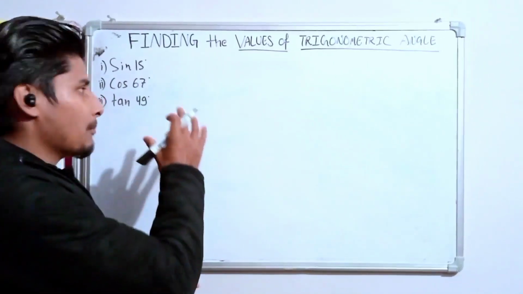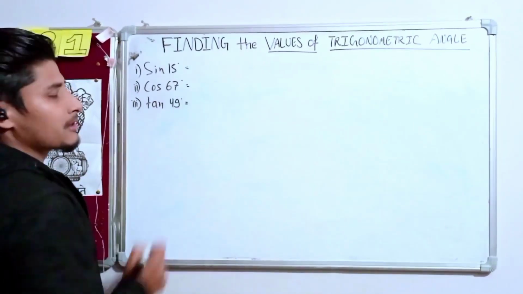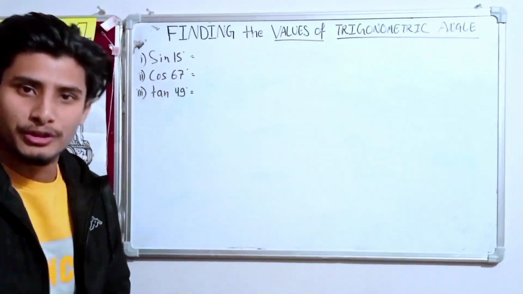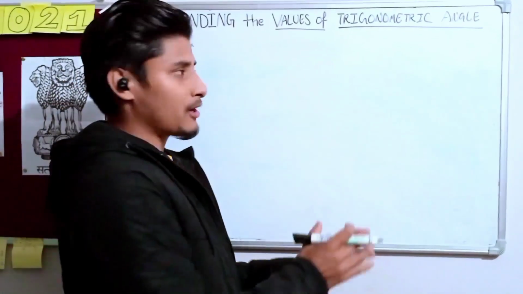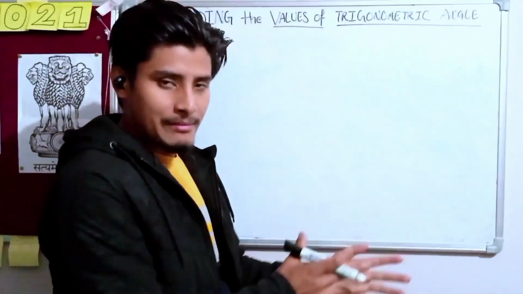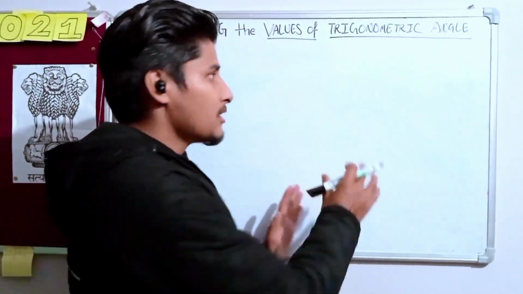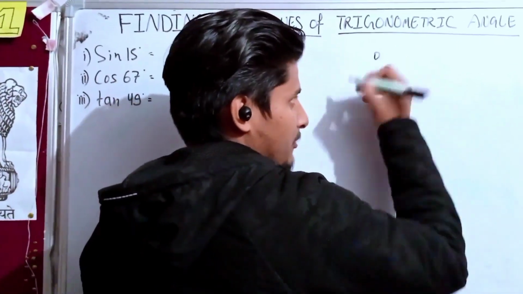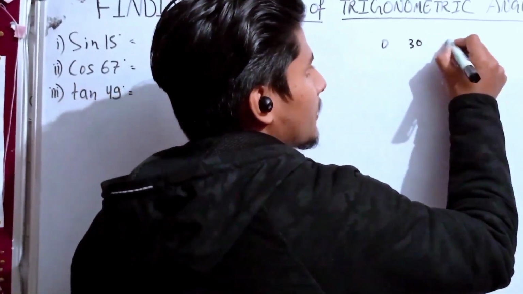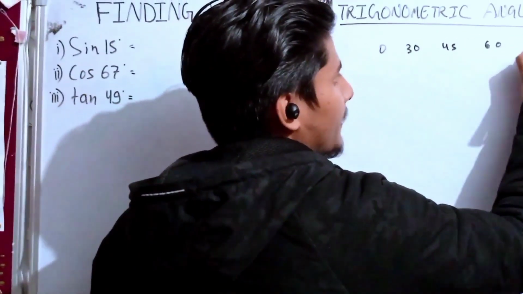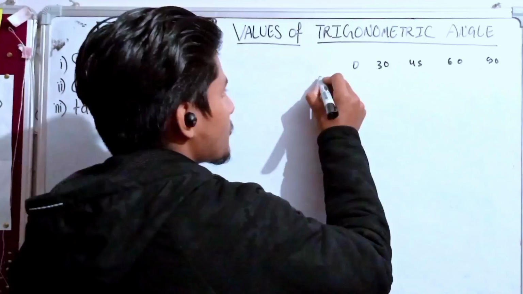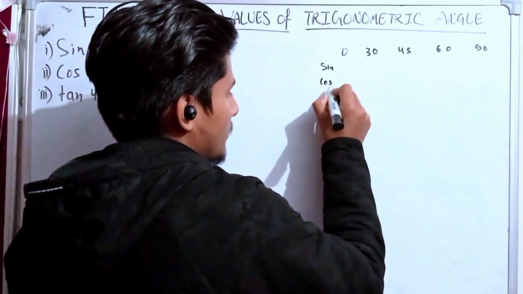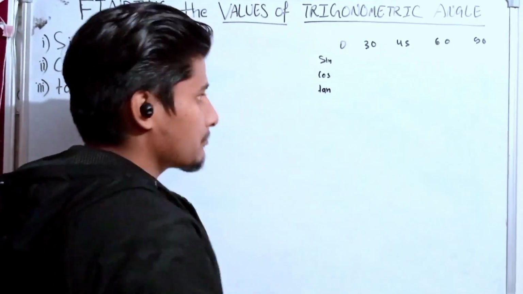Now, before finding the values of these angles, let me tell you the first thing you need to do. Whenever you are appearing for test papers or any examination, this is the first thing to write. You need to write the values of sine, cos, and tan. The angles are 0, 30, 45, 60, and 90. Do it at the side of your paper. This one is my sine, S means sine, then cos, and then tan.